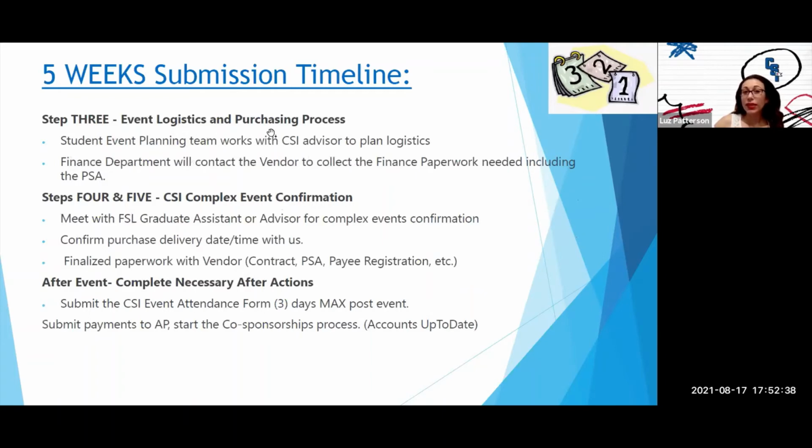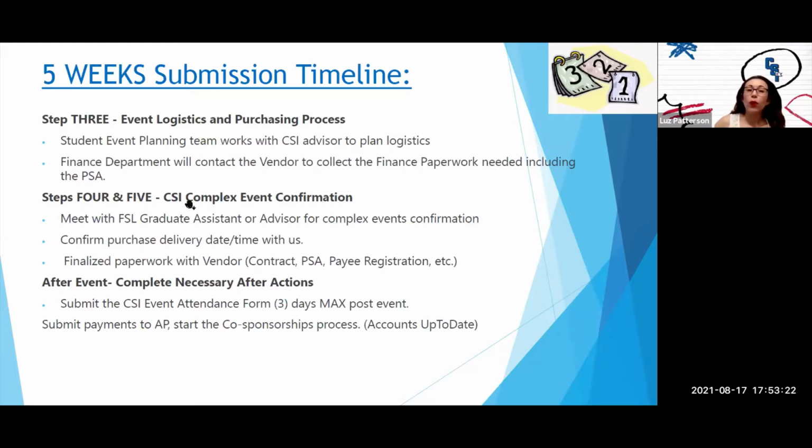Step 3 is event logistics and purchasing process. So the student event planning team works with CSI advisors to plan logistics. In the meantime, the finance department will contact the vendor to collect all the paperwork that we need. That will include a PSA in case it's a speaker that you bring in but doesn't need a contract. Some don't need a contract, so we just do a PSA. So I will be in charge of sending the documents and getting them back from the vendor, okay? That's why it's important that you please put all the vendors' contact information in the purchase request.